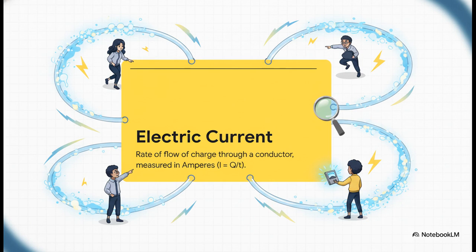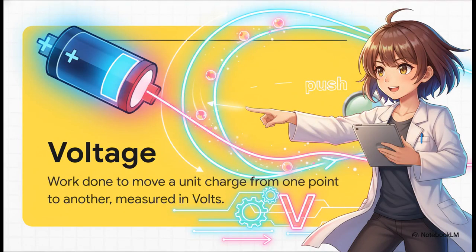And the formula? Beautifully simple. I equals Q over T. That just means the current is the total charge divided by the time it takes to flow past a certain point. But if current is the flow, what's actually getting it moving in the first place?